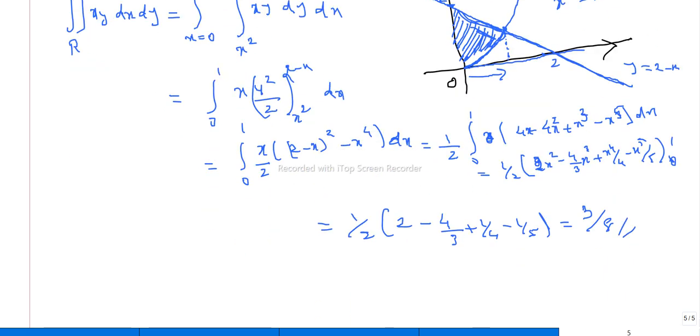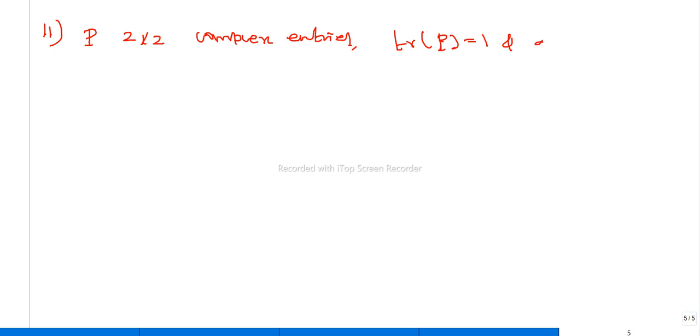This is the 11th problem. Okay, so problem number 11. Suppose we have a 2 by 2 complex matrix. P is a 2 by 2 matrix with complex entries, and the trace of the matrix P is 1, and the determinant of the matrix is minus 6.